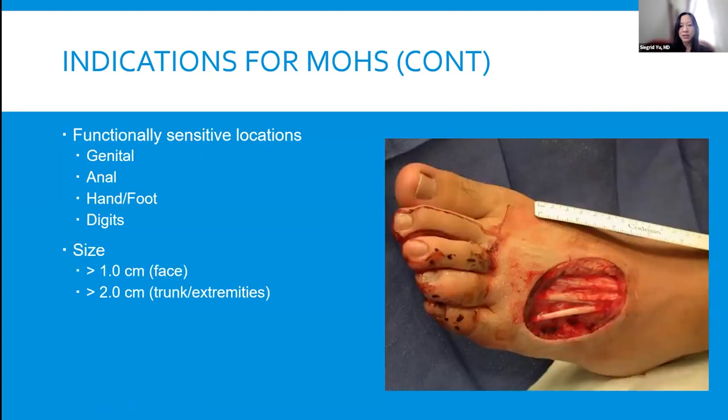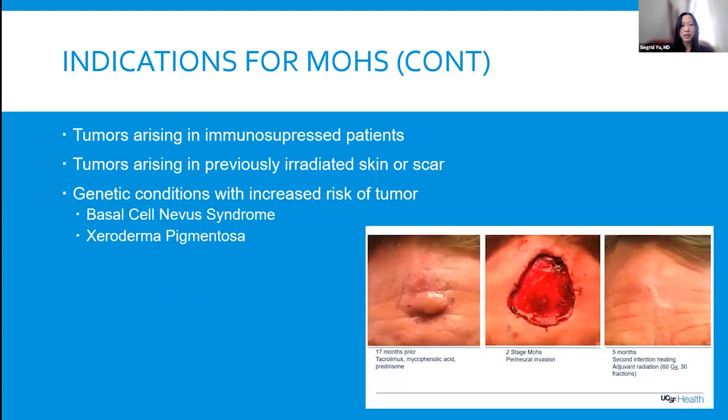Other functionally sensitive areas are listed here, genitals, hands and feet, as well as fingers, and larger skin cancer size. We also like to do Mohs surgery for any patients that have immunosuppression due to medicines that they may be taking or other reasons, and also patients who have some genetic predispositions for skin cancer. You can see how this patient here presented with growth there on the forehead, and the margins were quite a bit bigger. So it was important to figure that out.